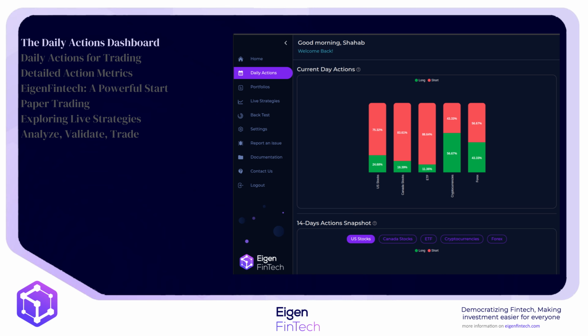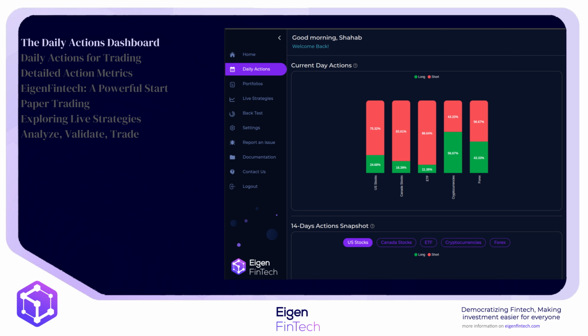You'll notice a personal greeting, which is part of our user-friendly approach. The dashboard is intelligently organized into 4 key sections, and all the data is refreshed for you every morning around 4 a.m. Eastern Time. Let's dive into what these sections show you.